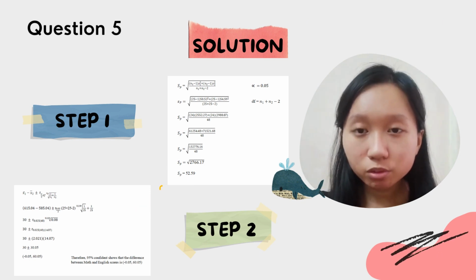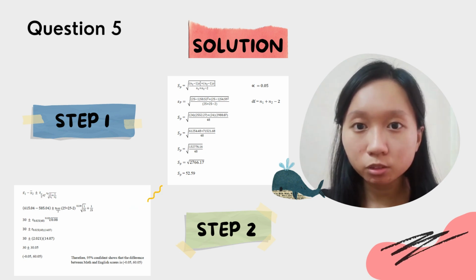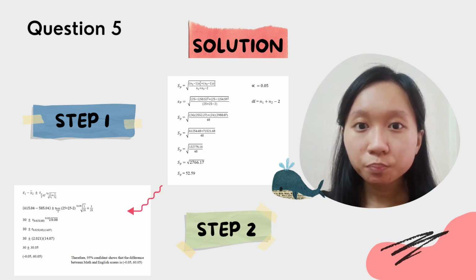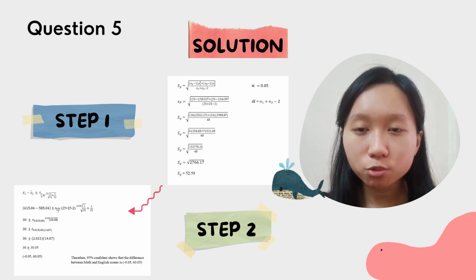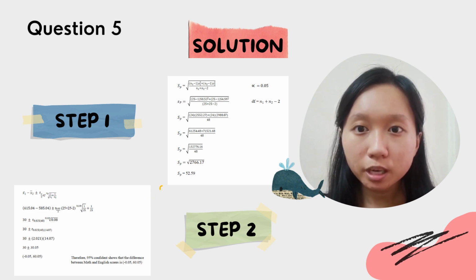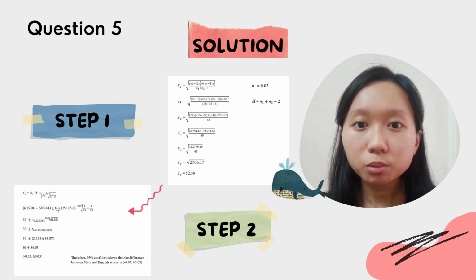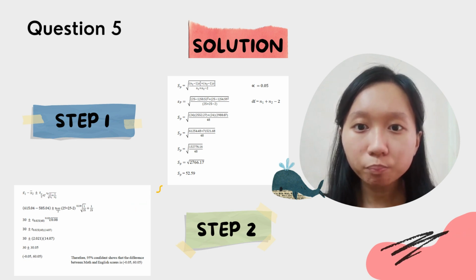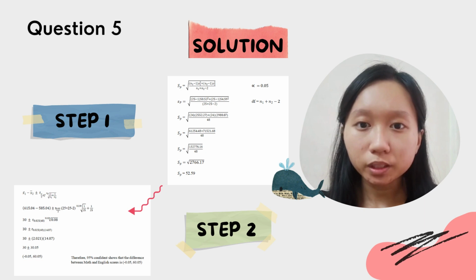For question number 5, to calculate the confidence interval for the math and English scores, we need to find out the value of Sp first. The formula of Sp is the square root of n1 minus 1 multiplied by S1 squared plus n2 minus 1 multiplied by S2 squared, over n1 plus n2 minus 2. When I apply it to this question, it becomes the square root of 25 minus 1 multiplied by 50.52 squared plus 25 minus 1 multiplied by 54.59 squared, over 25 plus 25 minus 2. The df is equal to n1 plus n2 minus 2. And the final answer for Sp is 52.59.